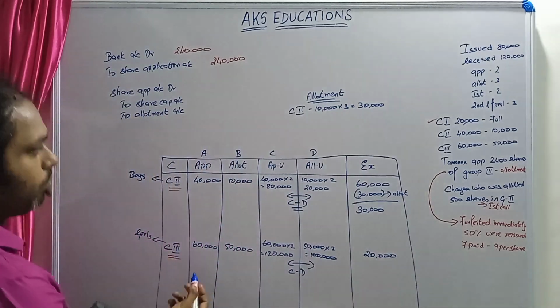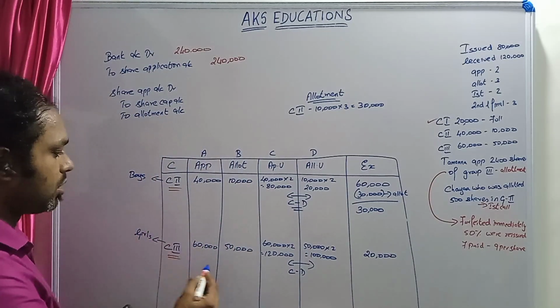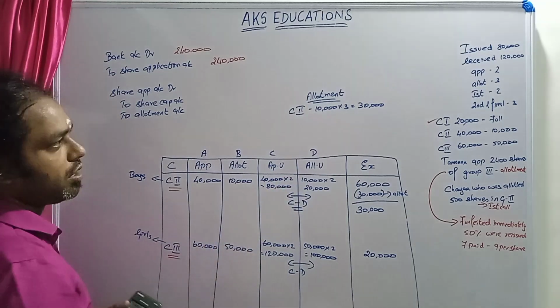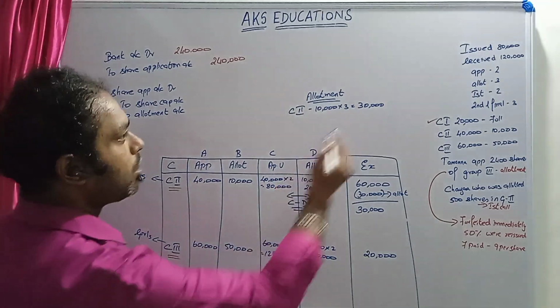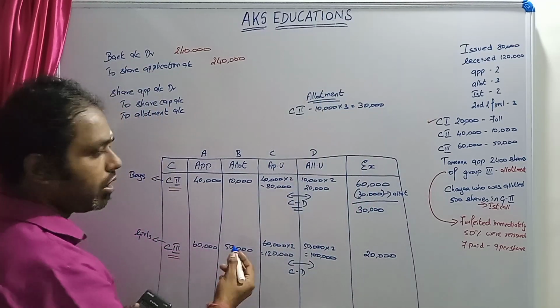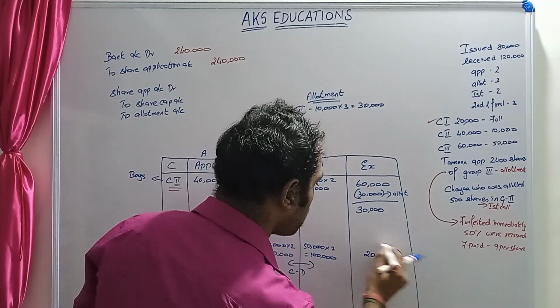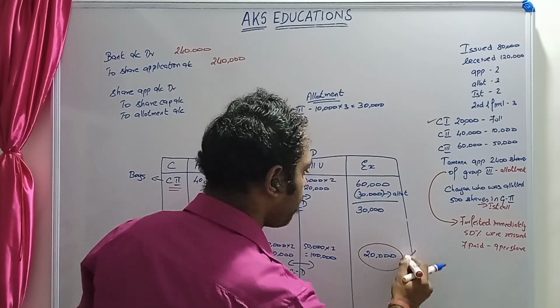Okay, boys group is over, so we'll see the girls group. So 50,000 is there. So 50,000 into 3 rupees, that is 1,50,000. But I do not have sufficient amount over here.